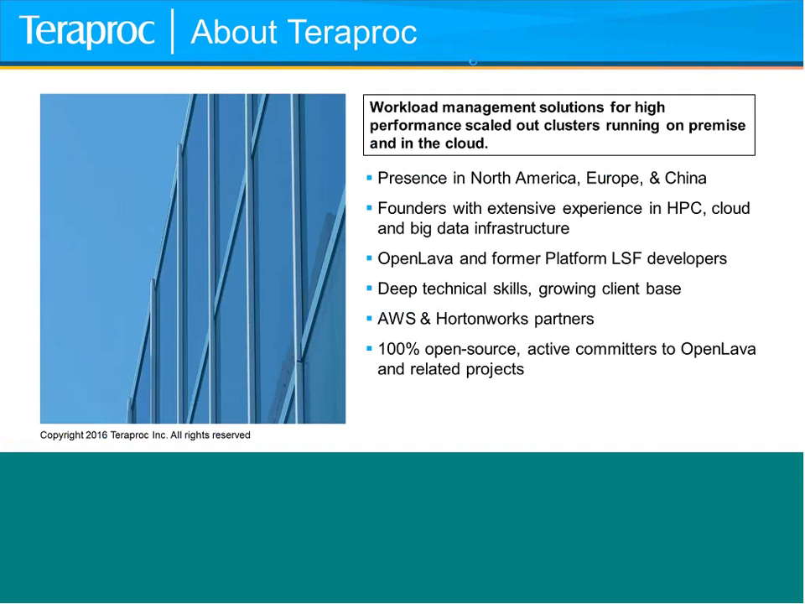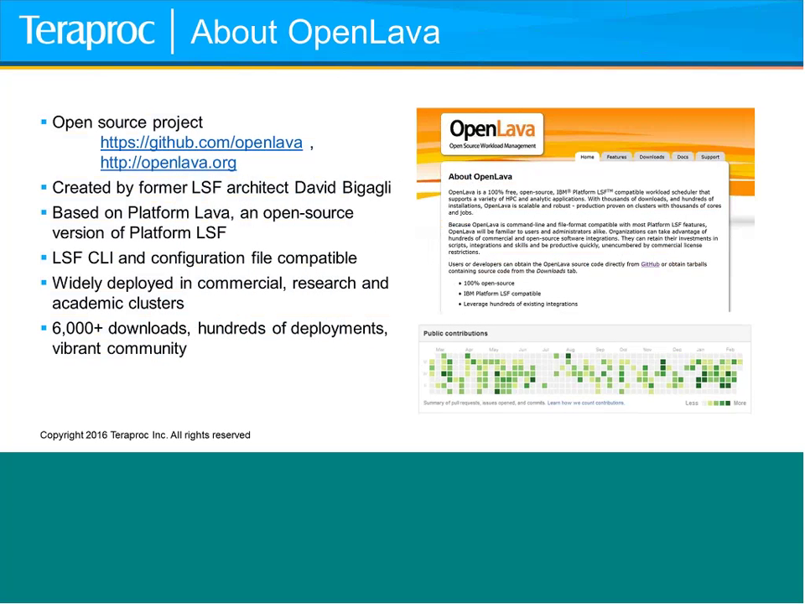As you are probably familiar, we are a group of experts on resource and workload management, whether these workloads are running on-premise or in the cloud. We also want to partner with technology leaders, examples like AWS and Hortonworks. So I'll let James talk about OpenLava.